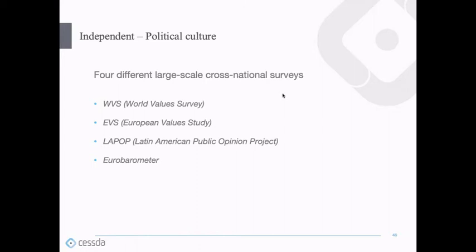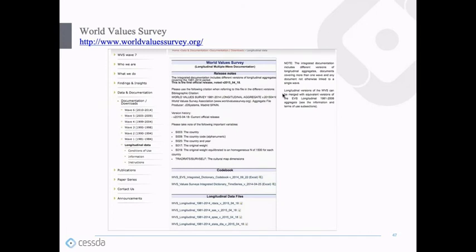In the following slides, I will show you where you can find these 4 surveys and how to download the data. All the 4 surveys include a large number of different variables and different countries and years. Therefore, they are very suitable for different analysis in social sciences.